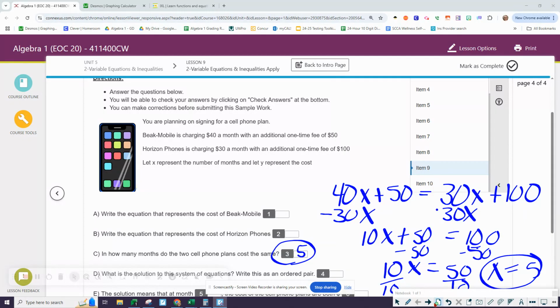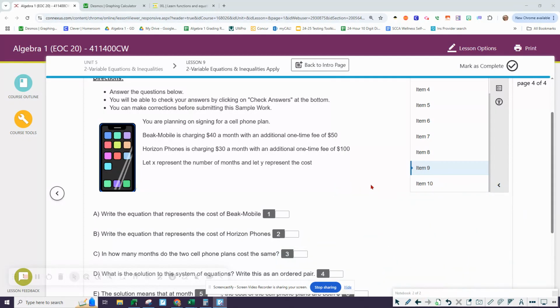All right, and let's see. The next one says D. What is the solution to the system of equations? Write this as an ordered pair. Okay, so the solution is, if you take both of those equations and put them in Desmos, where the point of intersection is, that would be your solution.